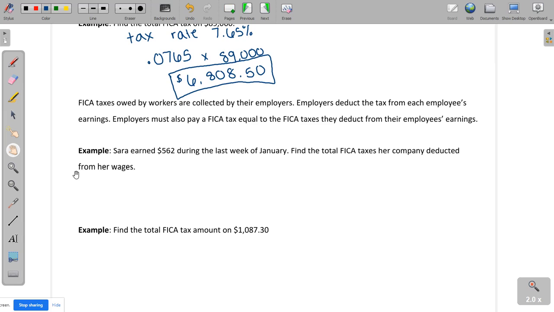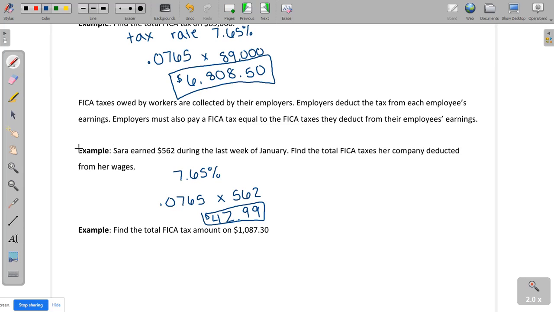Sarah earns $562 during the last week of January. Her total FICA taxes her company deducts from her wages. So we need to find this amount. So it's the same percentage, 7.65%. We have to change that to a decimal. So 0.0765 times the amount of $562. And when we multiply this, we get the tax of $42.99.